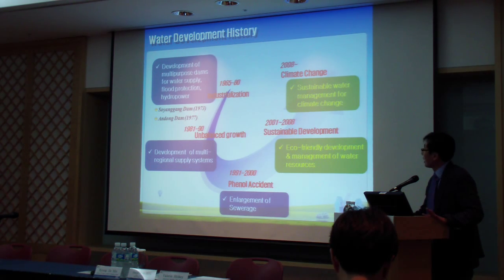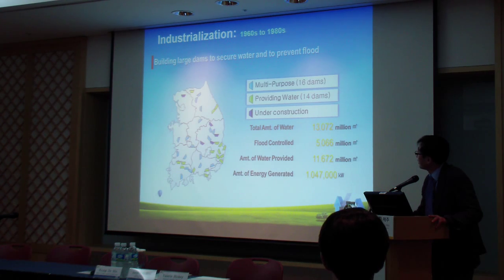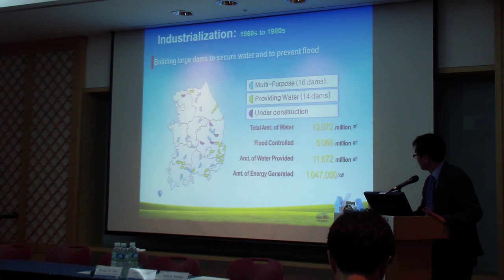This slide shows how the Korean government and Korean people tackled those problems for social and economic development. This part has been shaped by 5 historical events, which are industrialization, unbalanced growth, pollution accidents, sustainable development, and climate change. During industrialization in the 1960s and 1970s, the most urgent priority was to secure water resources and to prevent floods. So Korea developed many dams to accomplish these targets.